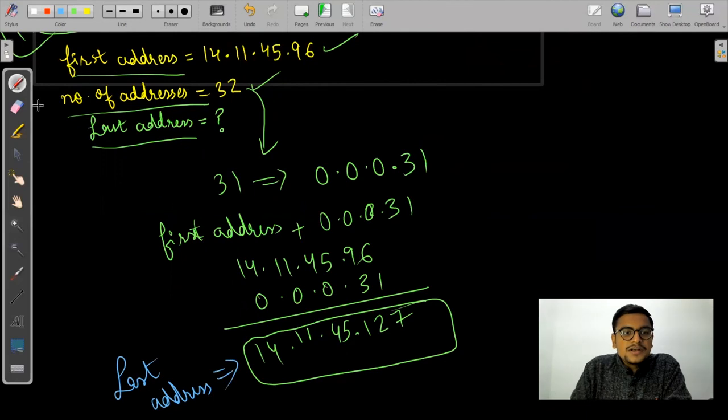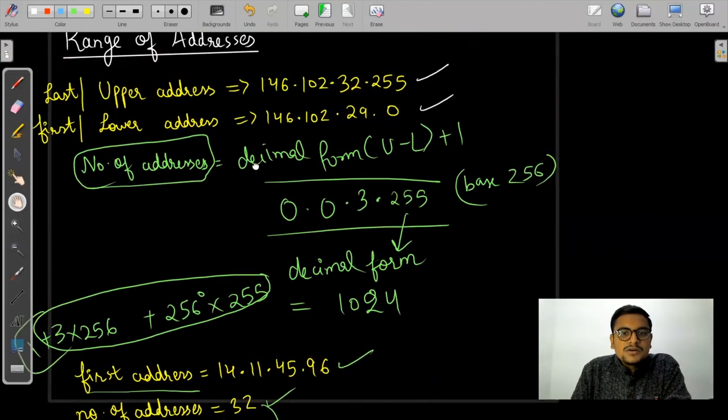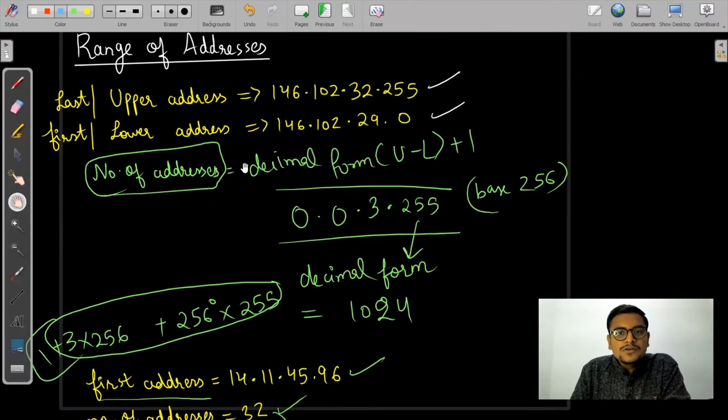So these are the two kinds of questions that can be there in the range of addresses concept. In the next video, we are going to see certain operations, which are the bitwise OR and NOT operations, and how we perform these operations on specific addresses. That we'll see in the next video.